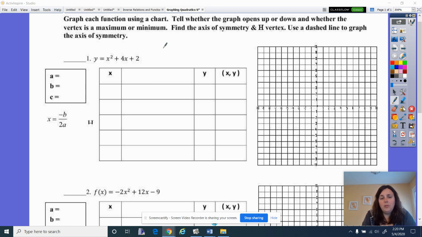Guys, so yesterday you learned how to determine the axis of symmetry and the vertex of a parabola, and today what you're going to learn is how to figure out some other points so that you can get the full U shape of your parabola. So let's start with this.